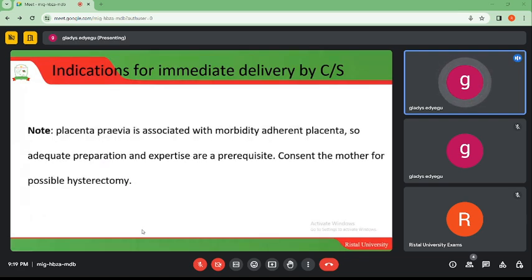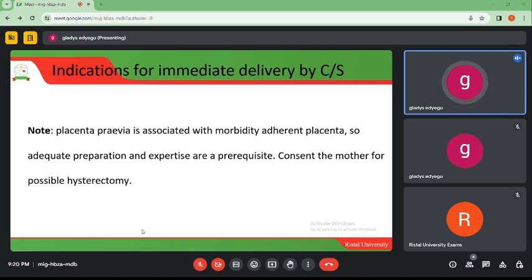And then the other thing we need to note is that placenta previa is associated with morbidity, adherent placenta, so adequate preparation and expertise are a prerequisite. So consent the mother for possible hysterectomy. You have to also prepare these mothers. Sometimes when they come, they don't expect some of these outcomes. So when they come to you and you realize that this mother has this kind of condition, and you know that the outcome may not be a good one, then also counsel them for the possible outcomes, and they should not be a surprise to the mother.